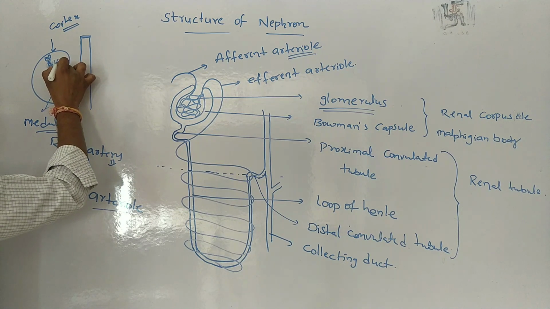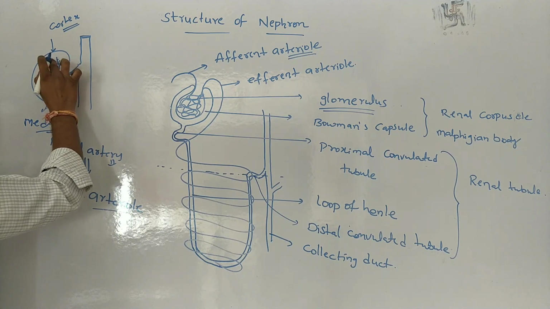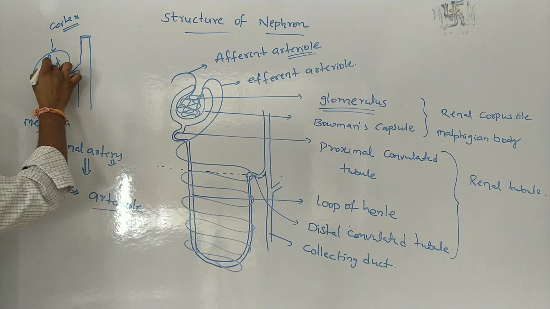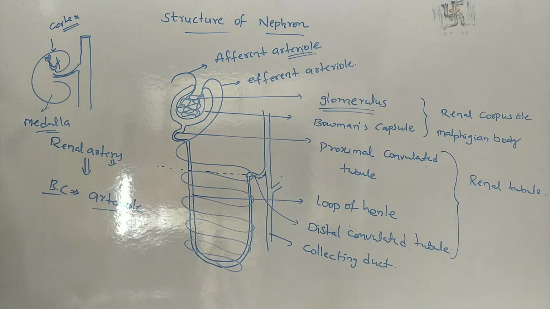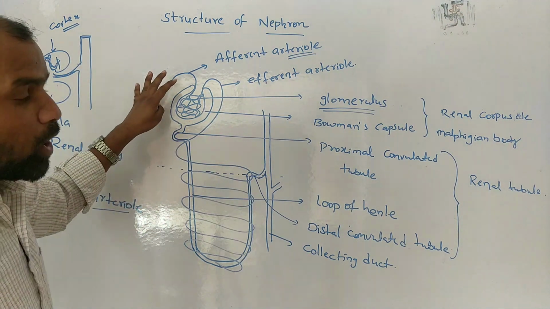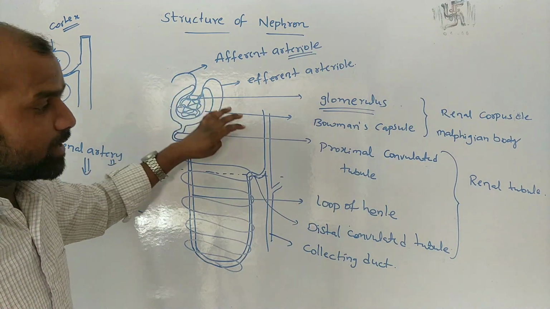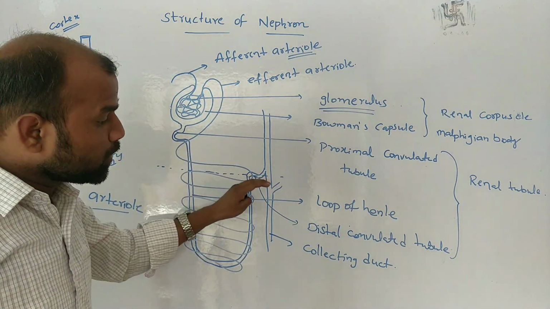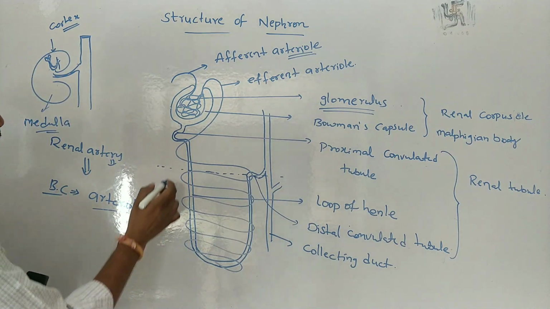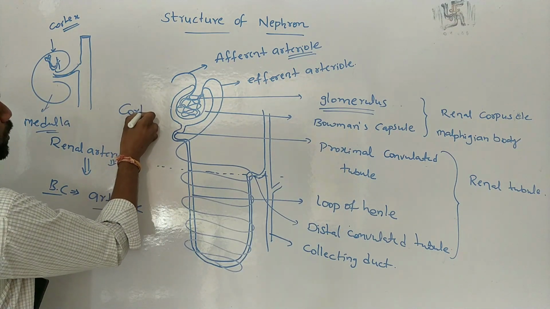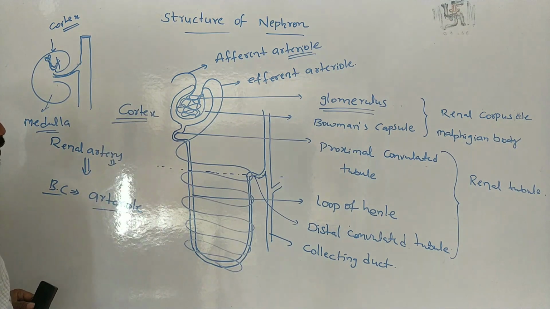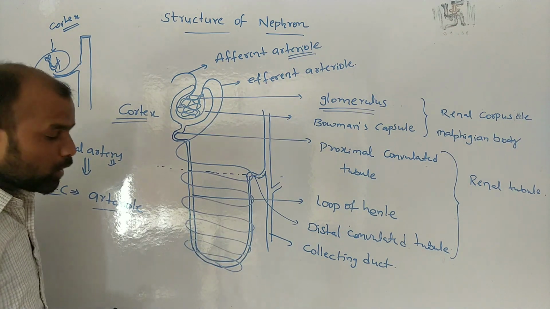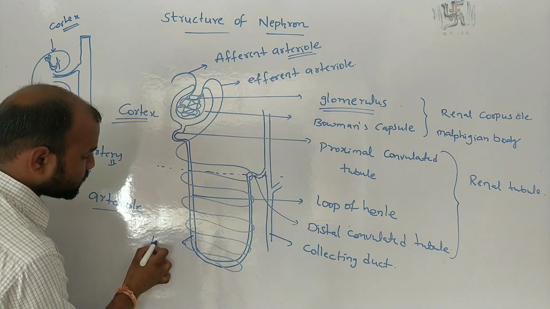So here each nephron has parts: the Malpighian body, that is the glomerulus as well as Bowman's capsule, the proximal convoluted tubule and the distal convoluted tubule. These are the parts that are present in the cortex region.